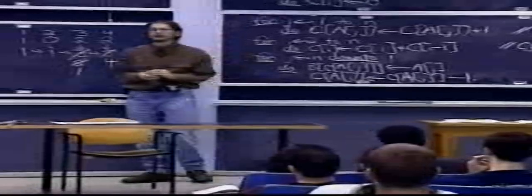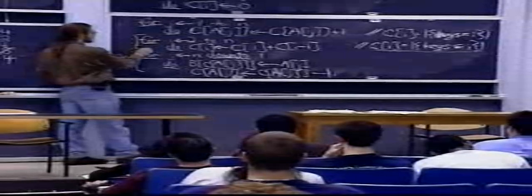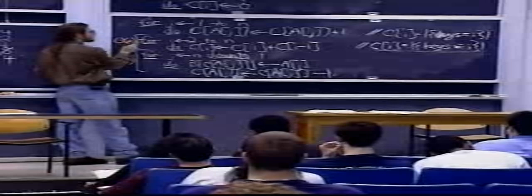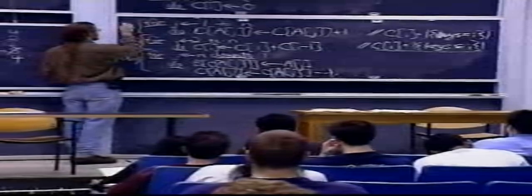So what's the running time of this algorithm? Order n? This is certainly order n. This is order n. This is order n. So it's order n?